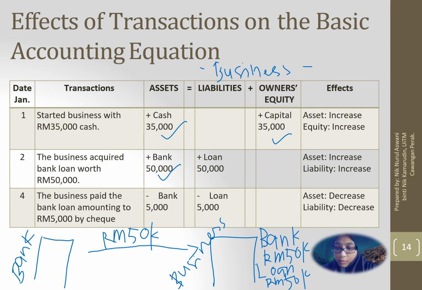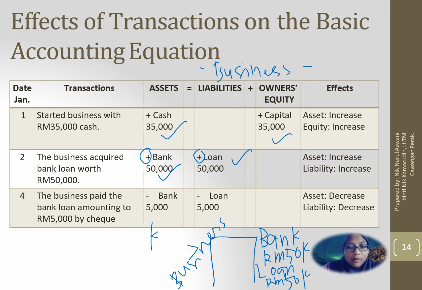Loan under which category? Like I explained previously, loan is under liabilities. See, you add 50,000 here and you add 50,000 on the other side. Asset increase, liability increase. What happened to the accounting equation? It balances. Okay, so let's look at the last one.